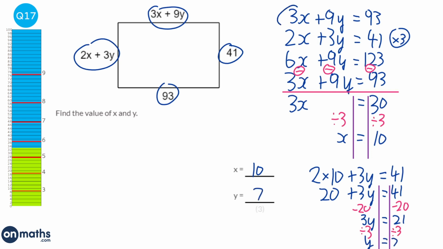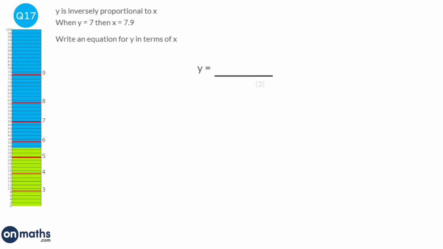Now I could check that with the first equation as well. So 3 times 10 is 30, 9 times 7 is 63, 30 plus 63 is 93, so we know we've got it right.